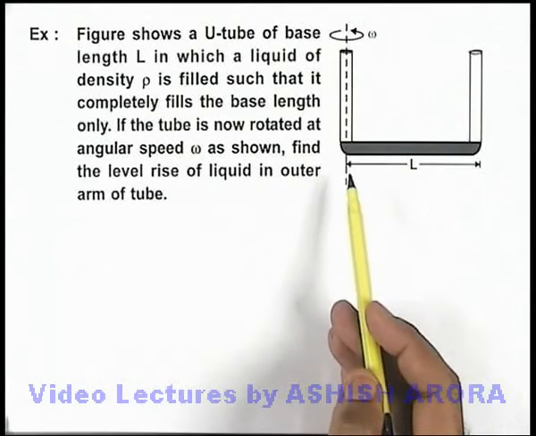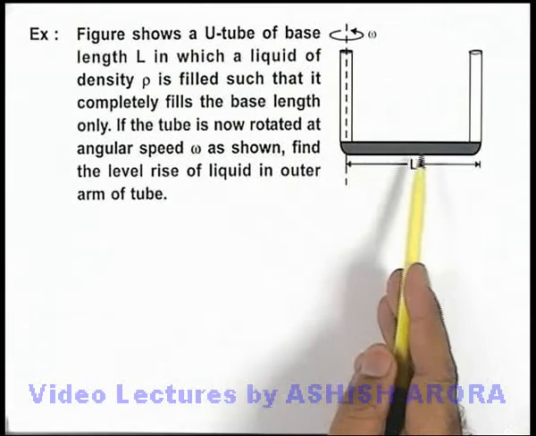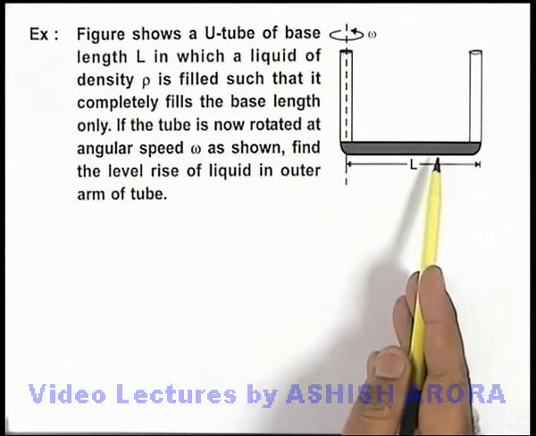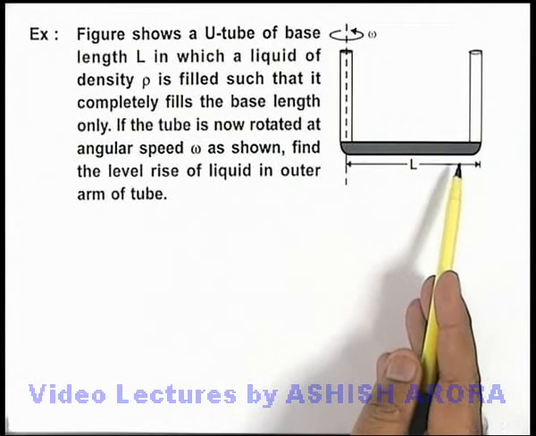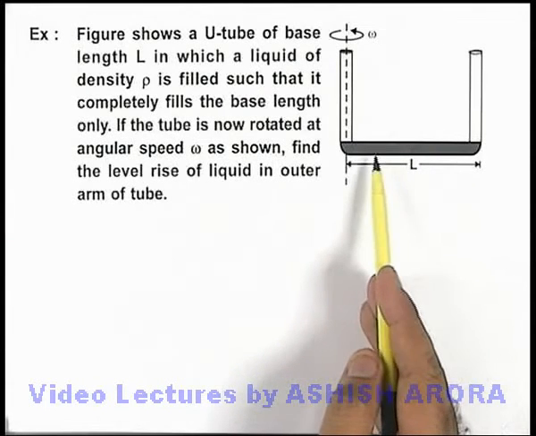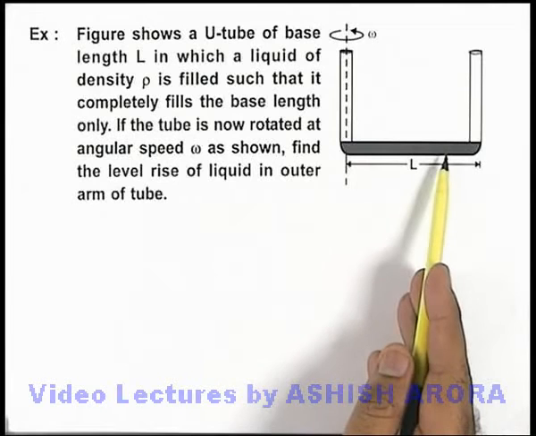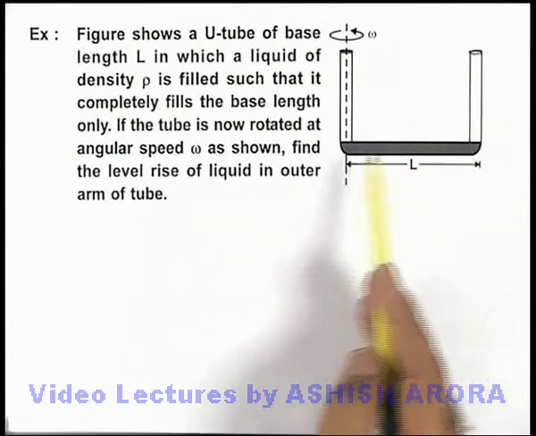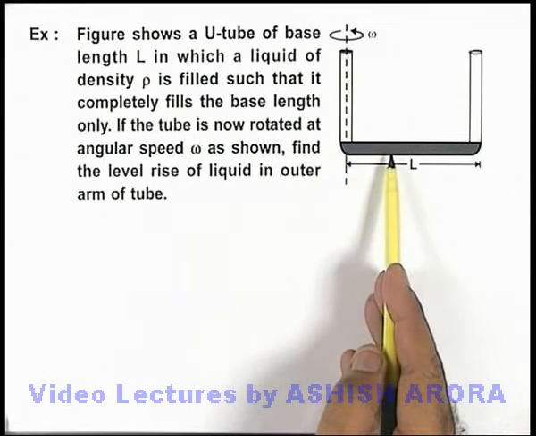Here we can directly see when the tube rotates, the liquid which is filled in the base of the U tube will experience a centrifugal acceleration, due to which the pressure on the right hand side will increase and it will start rising up in the liquid, and from this side it will be slightly displaced.